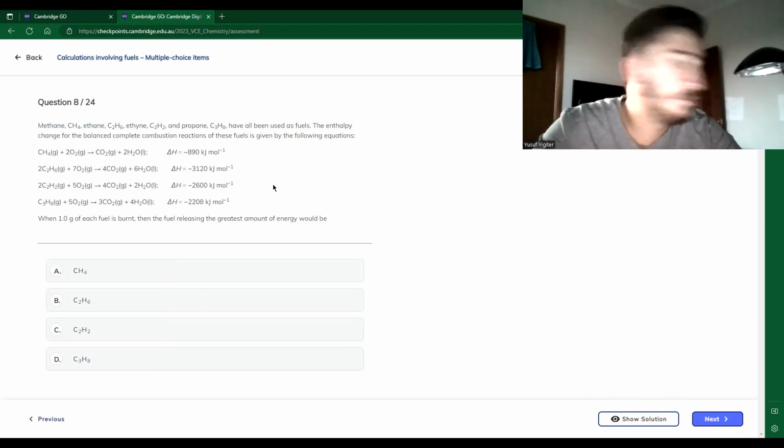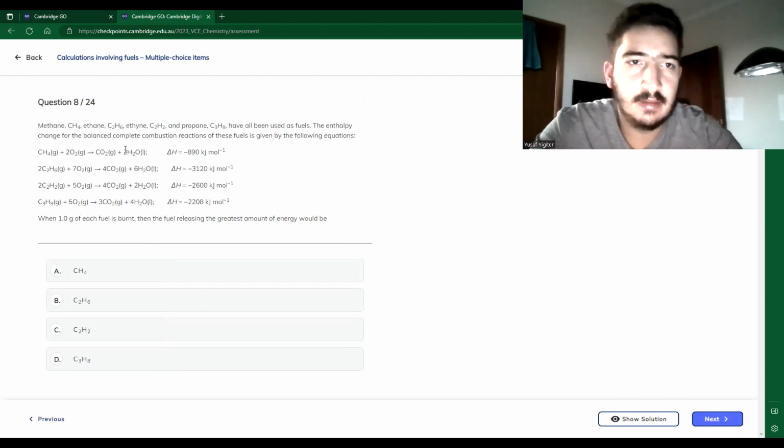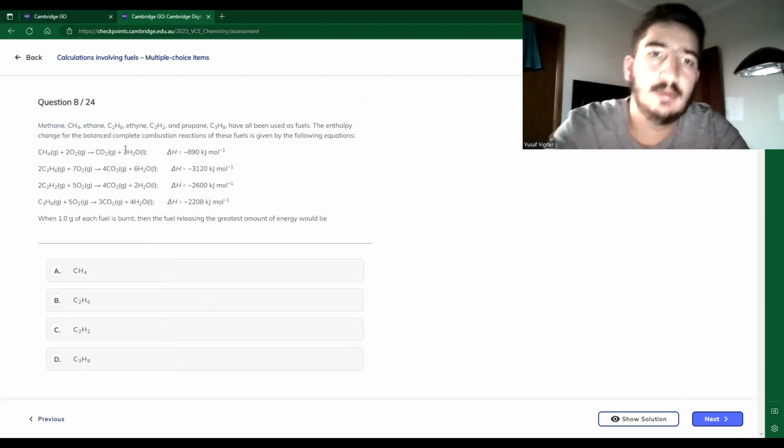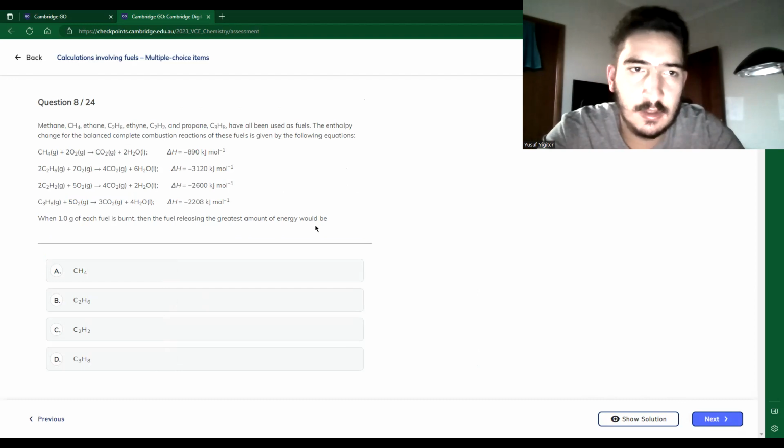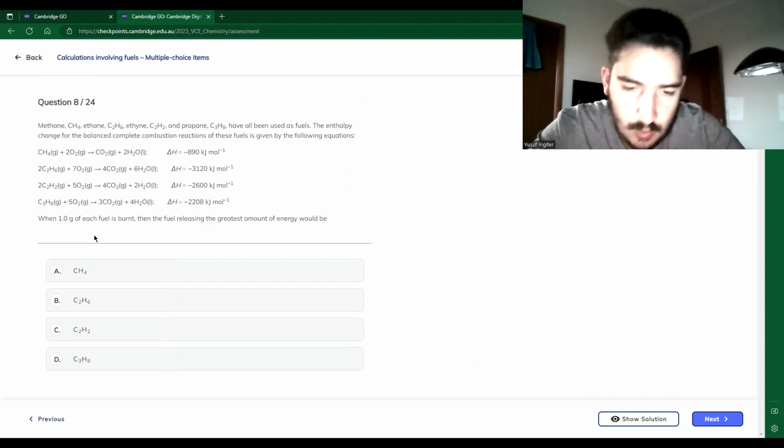Anyways, methane, ethane, ethyne, and propane have all been used as fuels. The enthalpy change for the balanced complete combustion reaction of these fuels is given by the following equations. When 1 gram of each fuel is burnt, then the fuel releasing the greatest amount of energy would be, when 1 gram.